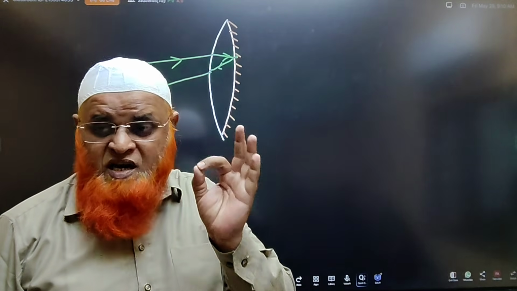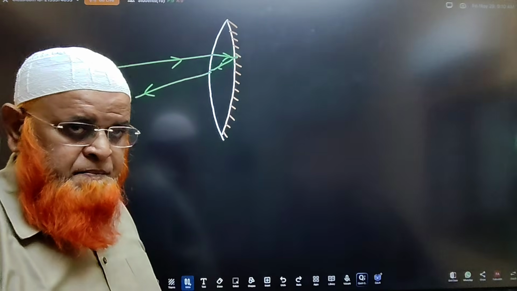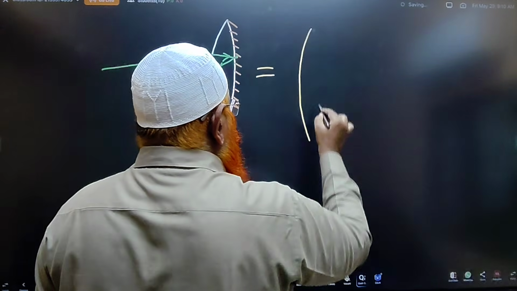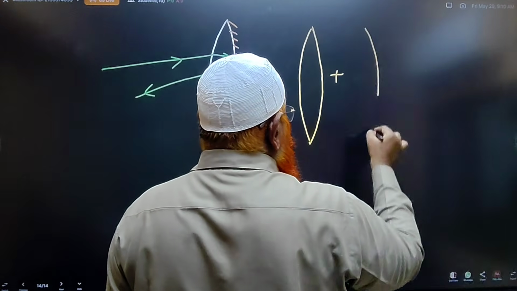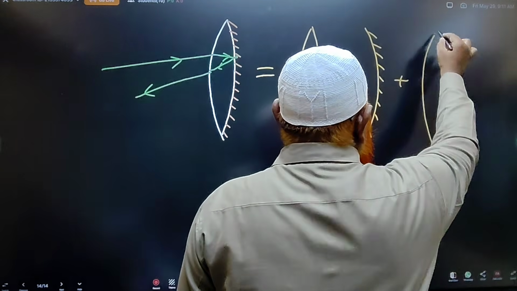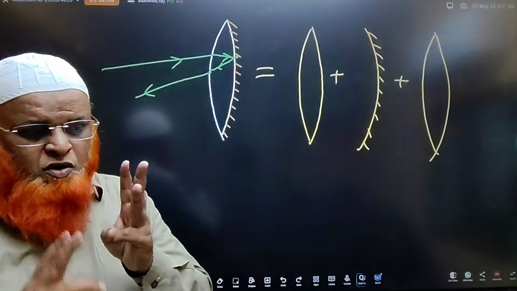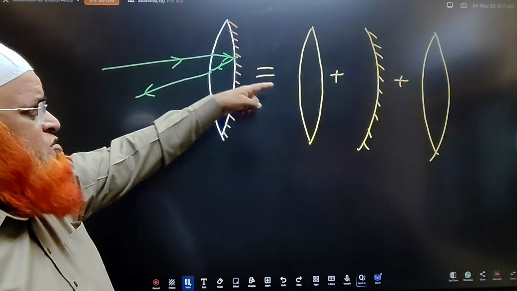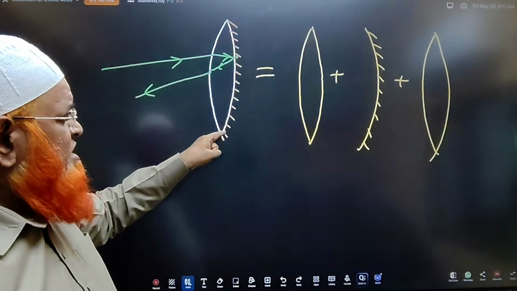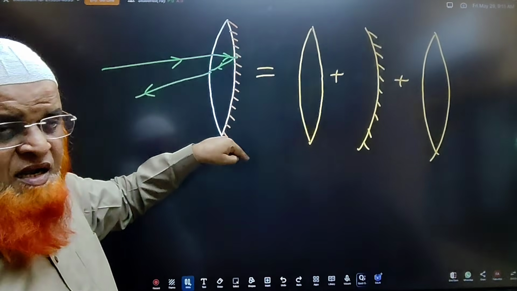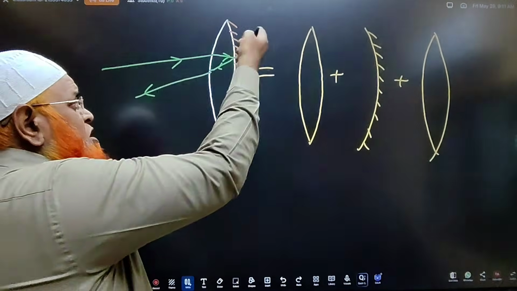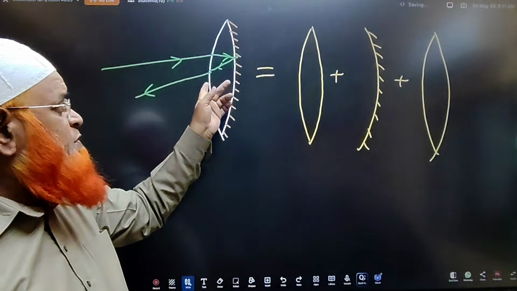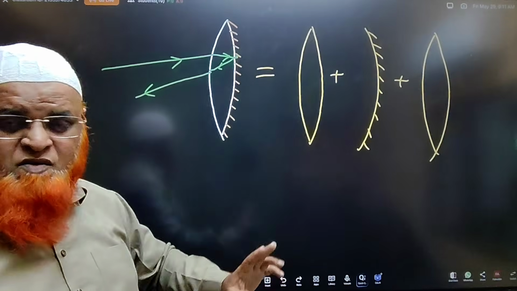As it has passed through the lens 2 times, what is going to happen here? This is equal to one convex lens plus one curved mirror plus one more convex lens. This silvered lens is equal to 3 different objects. First time it is passing through the convex lens. Then it is touching the curved surface, which is acting like a concave mirror. Second time it is also passing through the convex lens. So it is equal to 2 lenses and one curved mirror.